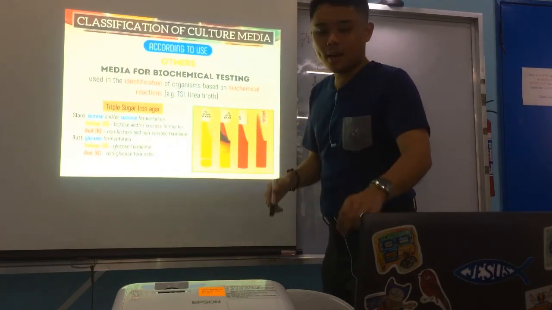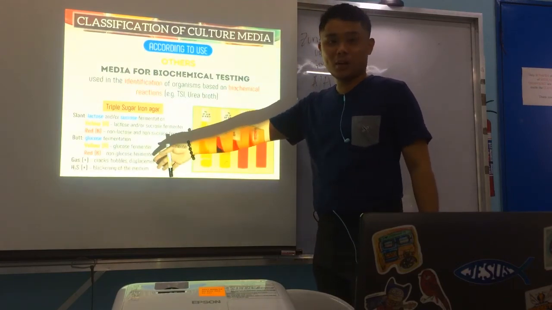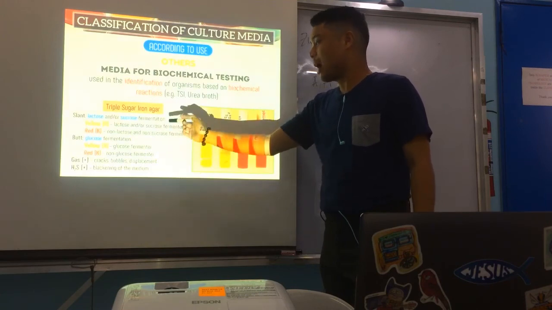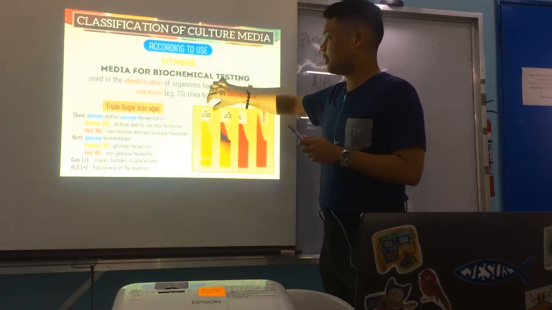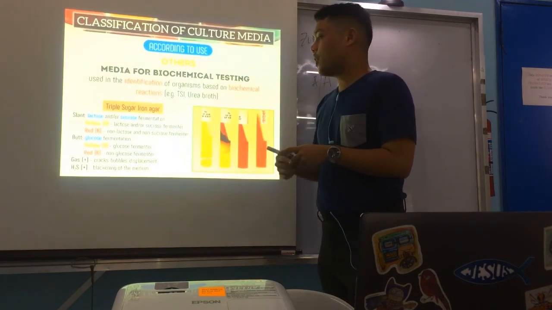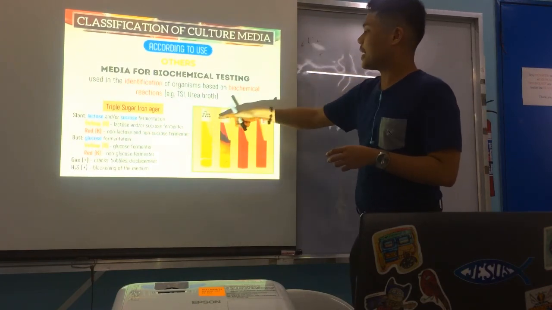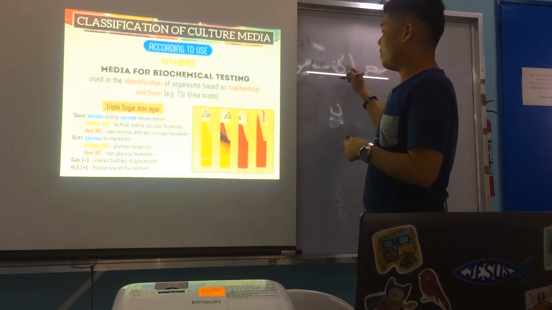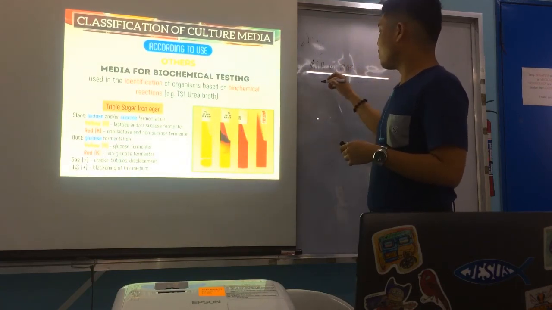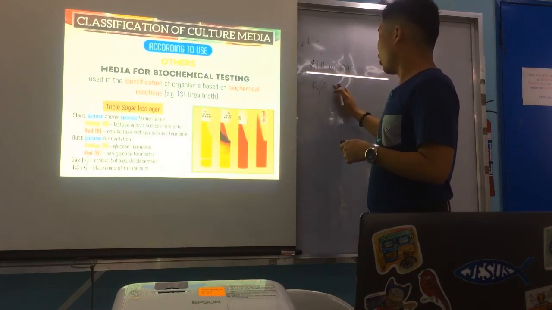And again, there are also other results. You have gas, seen as cracks or bubbles or displacement, meaning the media in the tube rises. You also have H2S production, seen as blackening. So in the first picture, the first reaction is A over A with gas, because of the cracks. And of course, number 2 is K, red, over A with H2S positive.